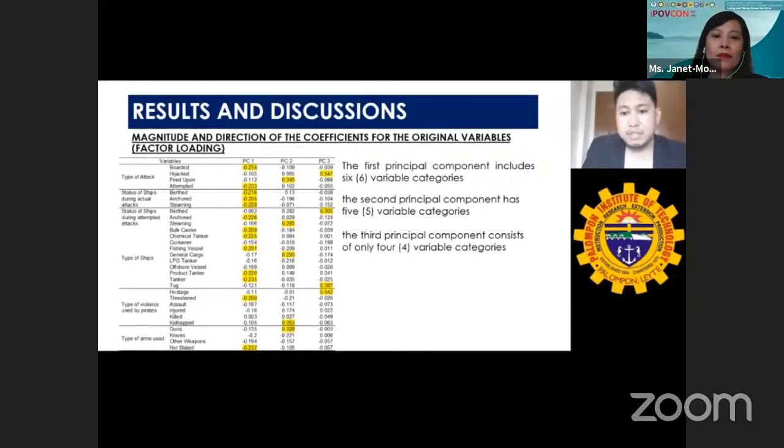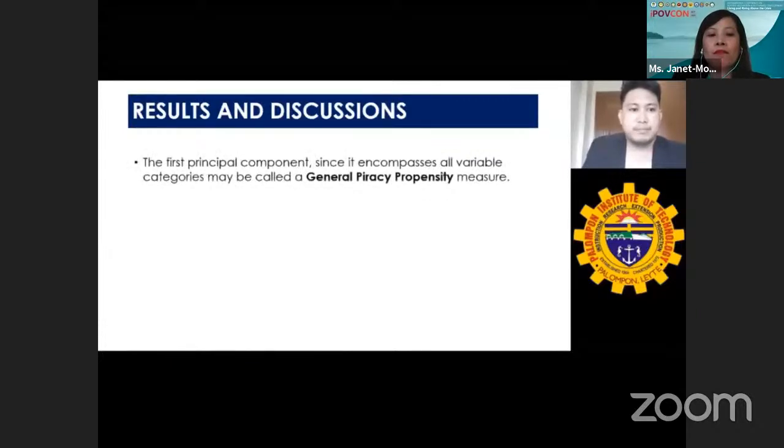The first principal component includes 6 variable categories. The second principal component has 5 variable categories. The third principal component consists of only 4 variable categories.